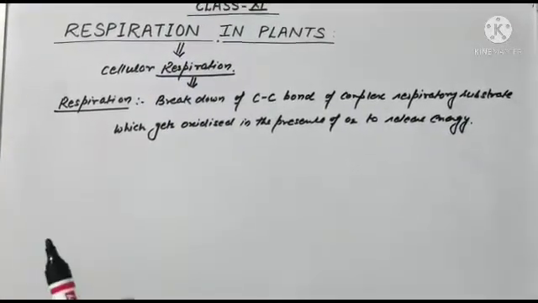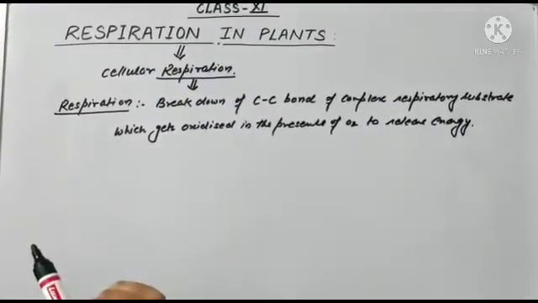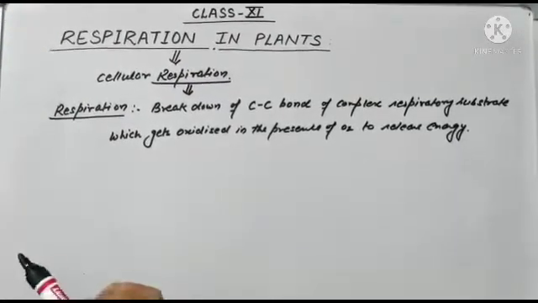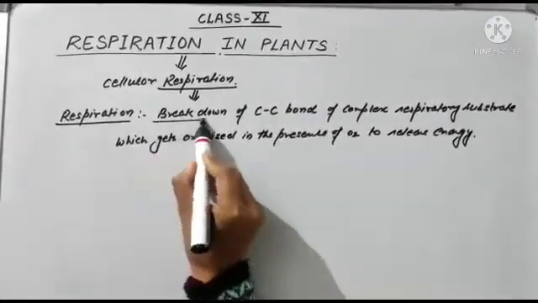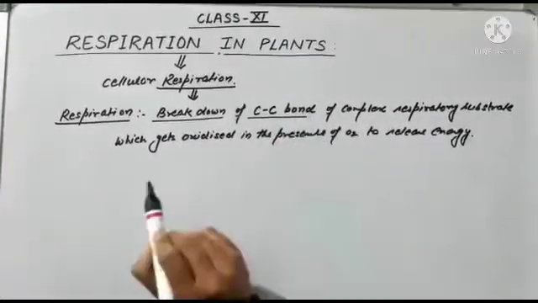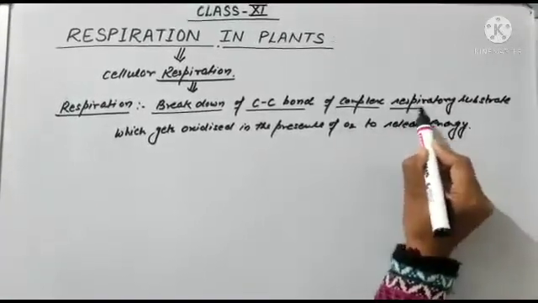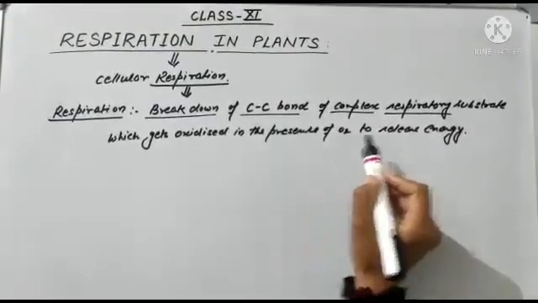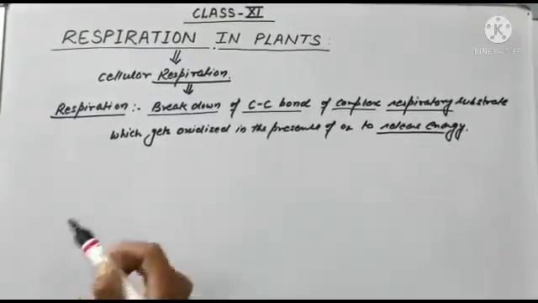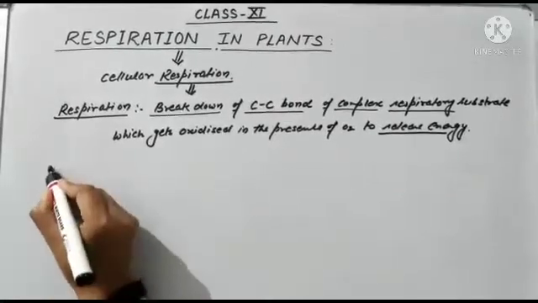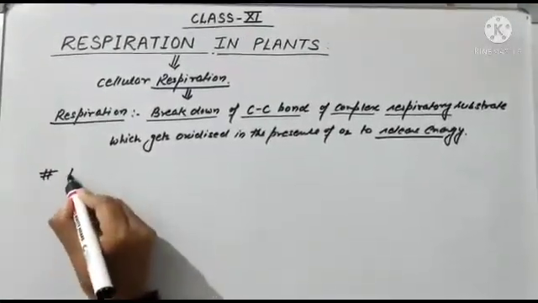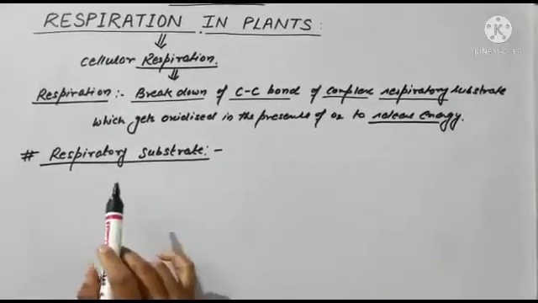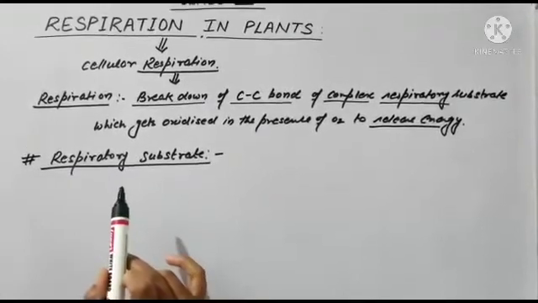Because this respiration generally occurs in the cells, we call it cellular respiration. Respiration is a simple process in which there is a breakdown of the carbon-carbon bonds of complex respiratory substances. When these respiratory substrates get oxidized, they release energy in the presence of oxygen. There are many respiratory substrates which get oxidized during respiration.